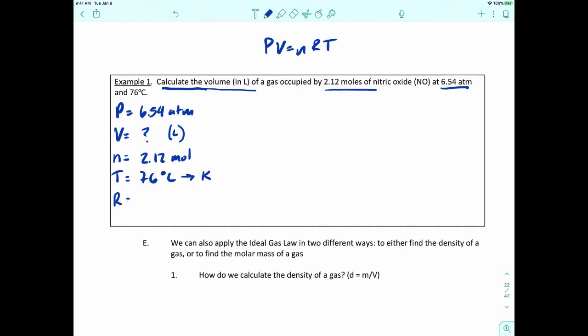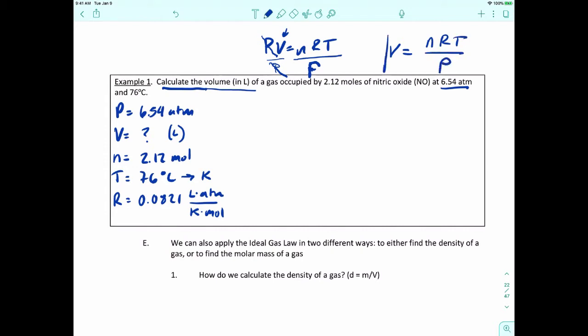Finally, the only letter that we haven't accounted for is R. Let me write that R term in. That's 0.0821 liter atmosphere over K mole. Now we have to rearrange the ideal gas law so that we can solve for our missing variable, which in this case is V. If we divide both sides by P, the P's cancel out, so we get V equals nRT over P. That's the form of the equation we're going to solve.